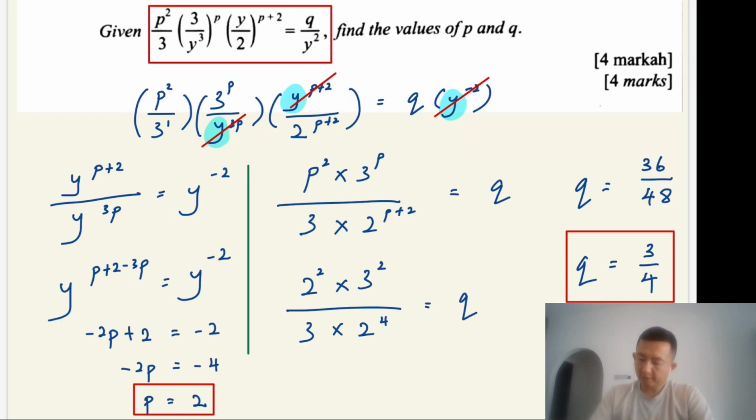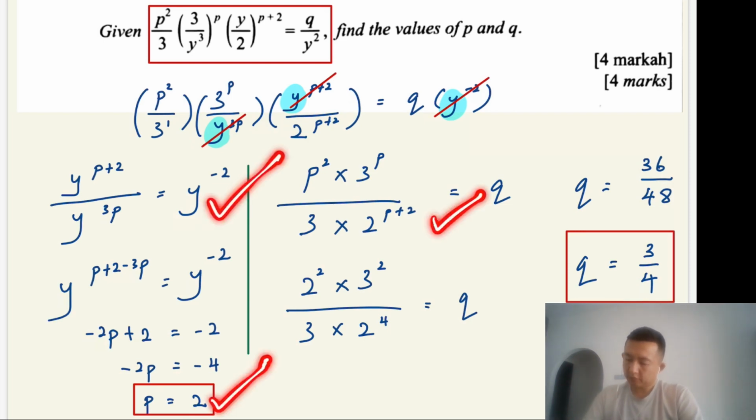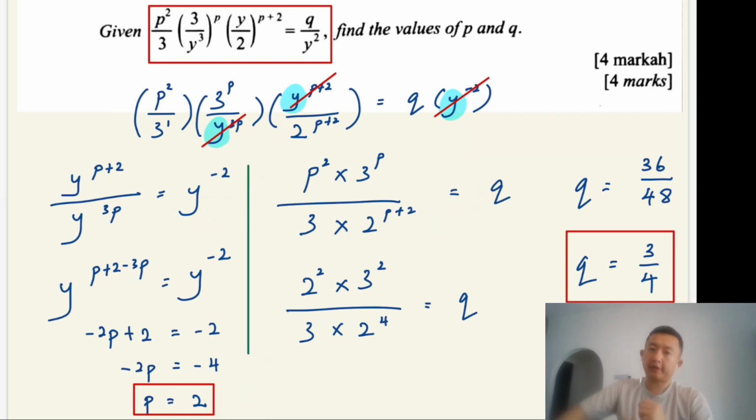Right? 4 marks question. K1 working and 1 answer. 4 marks. Okay, that will be it for 1A indices.